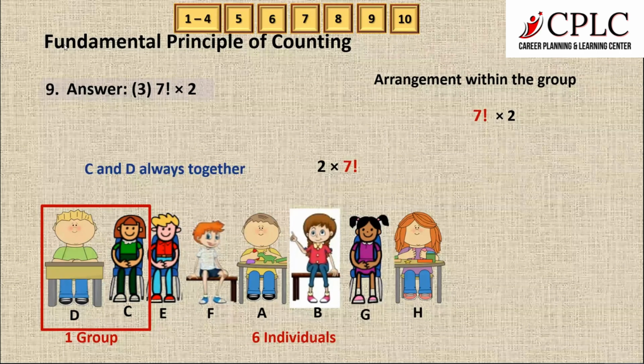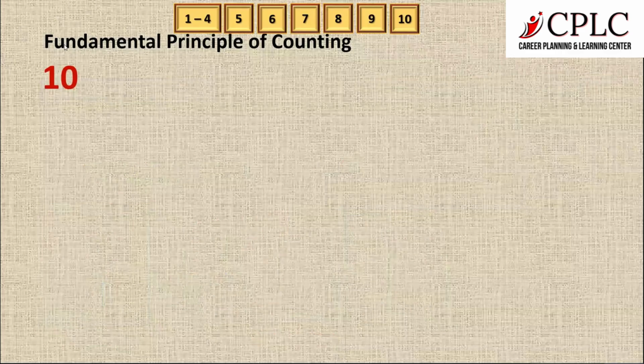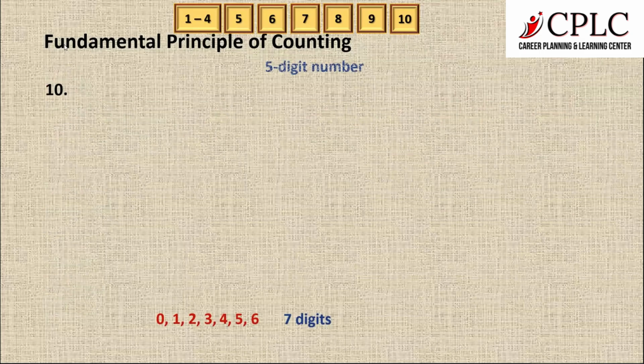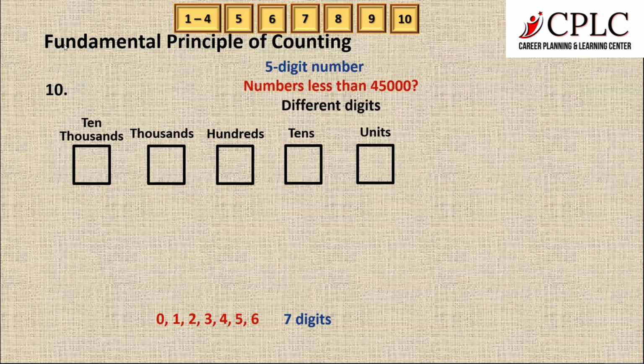Moving to the next question. How many numbers of 5 different digits can be formed using the digits 0, 1, 2, 3, 4, 5, 6, such that they are less than 45,000? Now the numbers must be less than 45,000. So it's a 5-digit number, number less than 45,000.